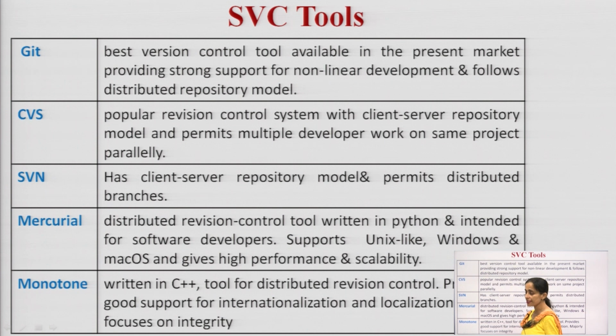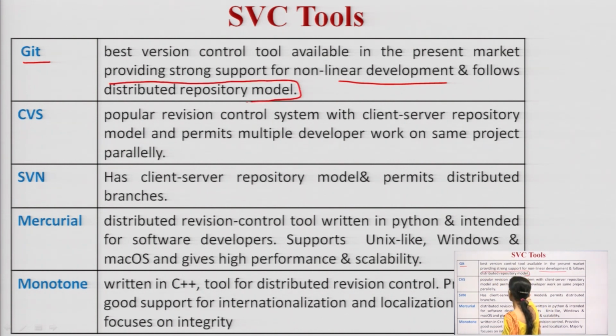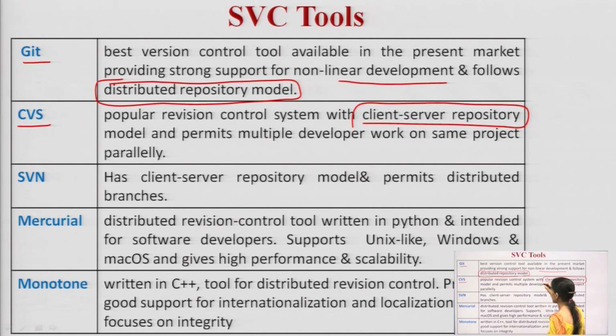There are some commonly used SVC tools, some of them listed here. Git is the best version control tool available in the market, and it provides support for non-linear development, and it follows the distributed repository model for maintaining SVC. Then the second kind of tool is CVS. It is a popular revision control system with a client server repository model, and it allows multiple developers to work on the same project.